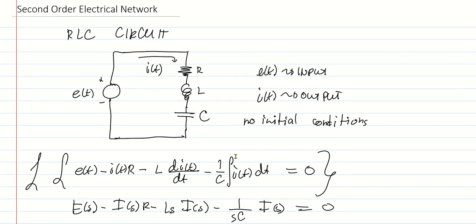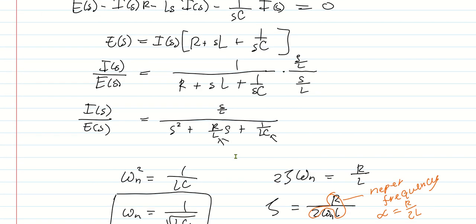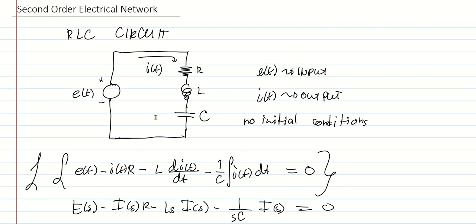So this is how we derive the transfer function of an RLC circuit with the current as our output. You can also do the voltage across the different components here as your output.